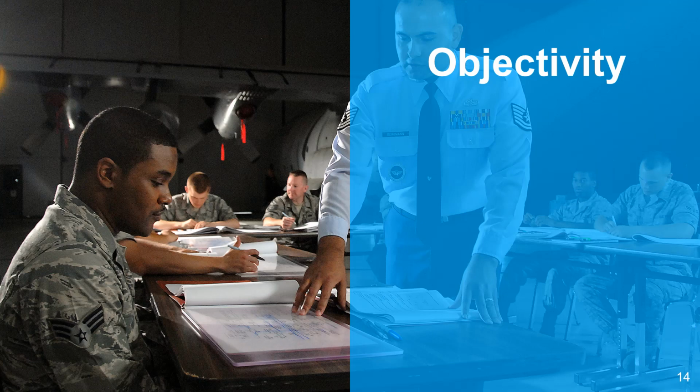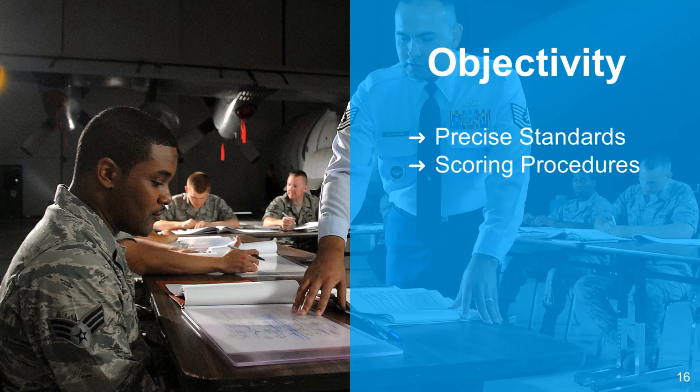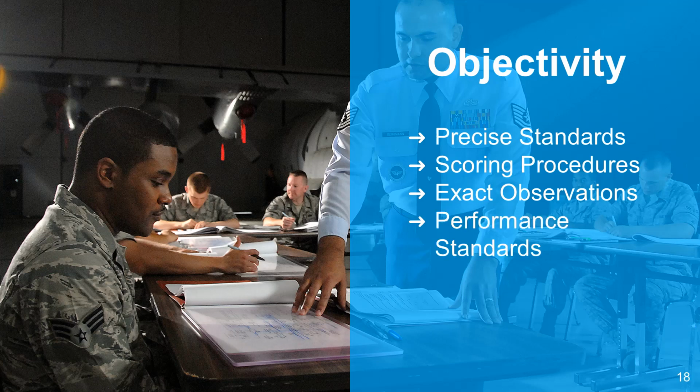To achieve objectivity, set precise standards and train the test administrator to apply them. Develop scoring procedures in which subjective judgment or opinion of the scorer is not a factor. Tell the administrator exactly what should be observed while scoring. Clearly state standards of performance and define successful performance so that measurements do not depend on personal judgment. The fourth characteristic is comprehensiveness.